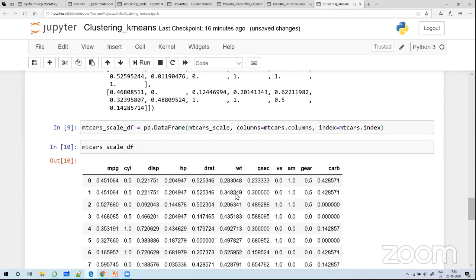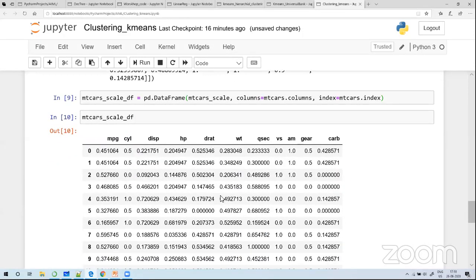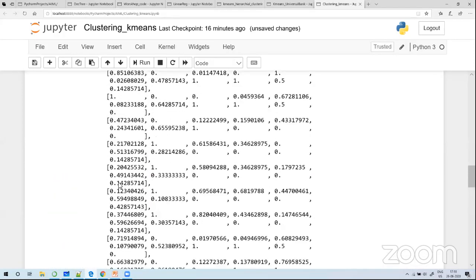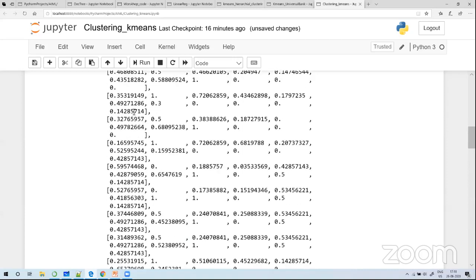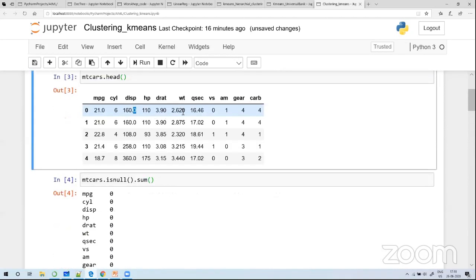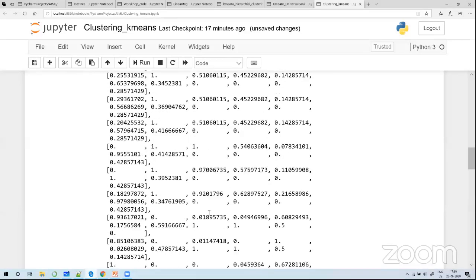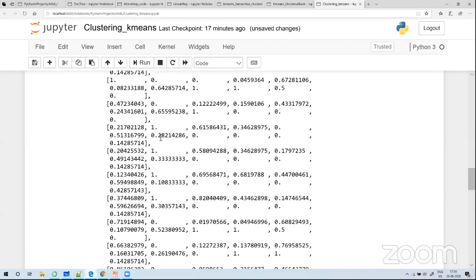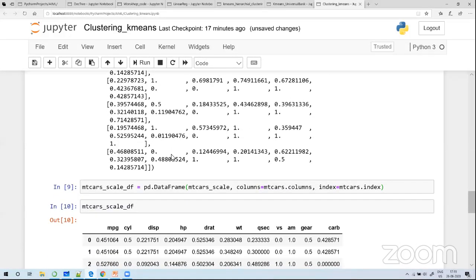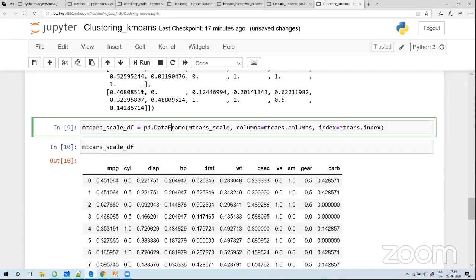Look at how clean the data looks now. Data is always on the same scale. See here, 21, 160, WT, horsepower is on a scale of 110, and some of them are zeros, ones, etc. After we scaled it and converted it back to a data frame, it is very, very clean.